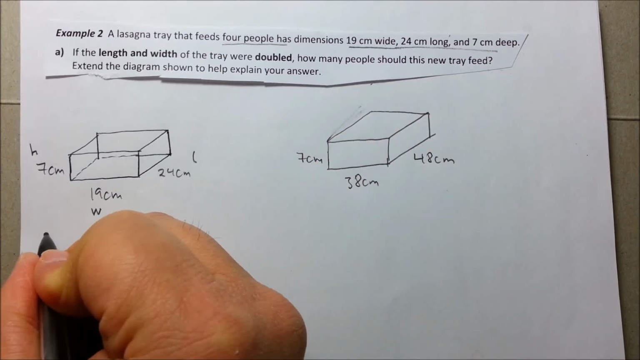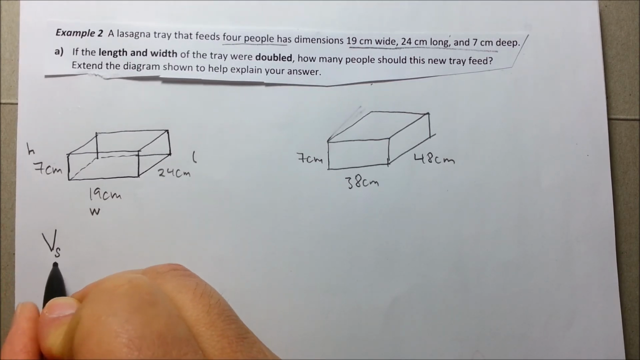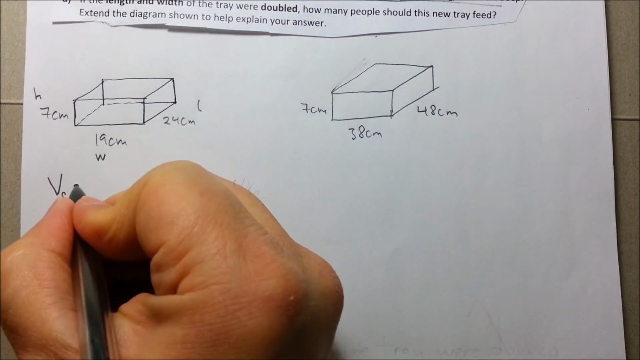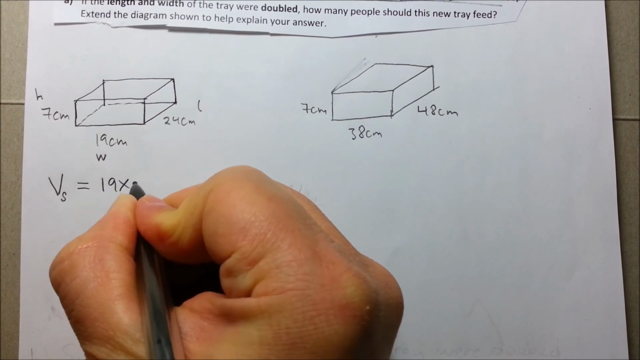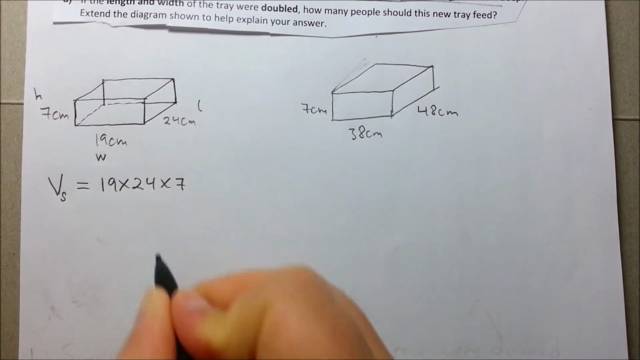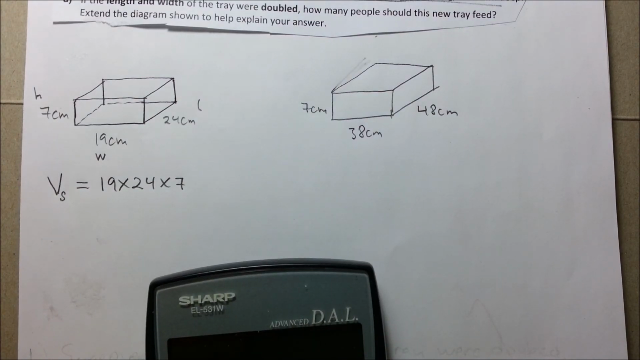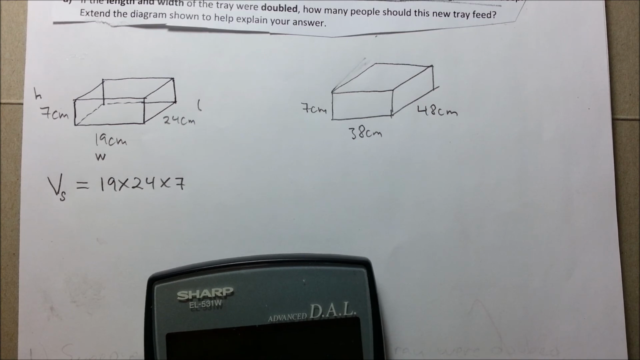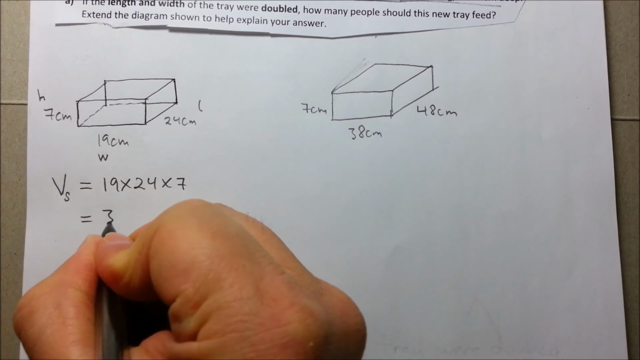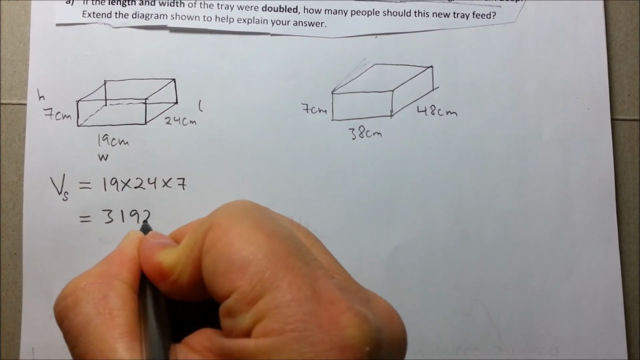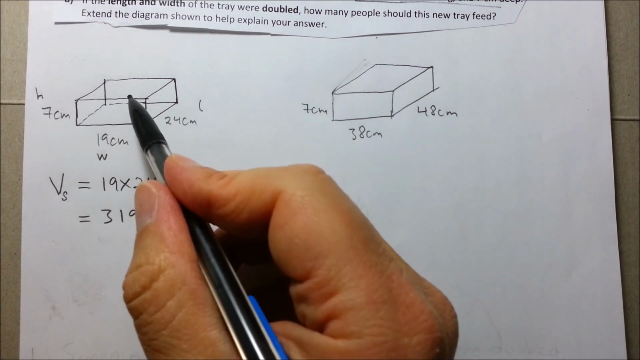So I'm going to label this as volume S, S for small, for the smaller tray. And what would be the volume of this? Well, we go 19 times 24 times 7. Length times width times height. So you grab a calculator, and I'm getting 3,192, right? 3,192 centimeters cubed. Now that's the volume of this original one.